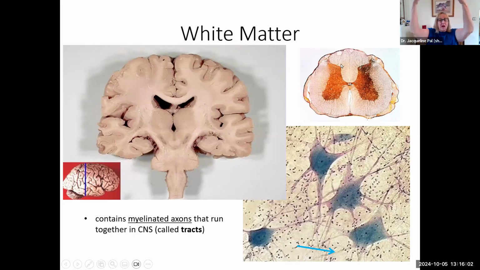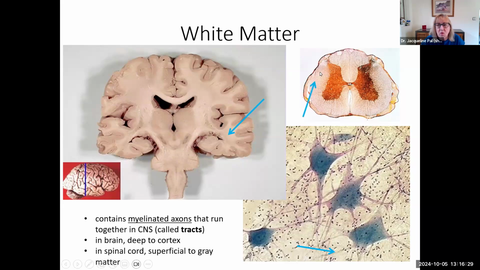So in your spinal cord, you've got all these groups of axons traveling down, bringing motor messages, and all these groups traveling upward, bringing sensory messages. We have the same thing happening here in the brain, and we also have messages which are going to cross between the right and the left side. Okay, so in the brain, the white matter is deep to the cortex, all of this area, whereas in the spinal cord, the white matter is superficial to the gray matter.